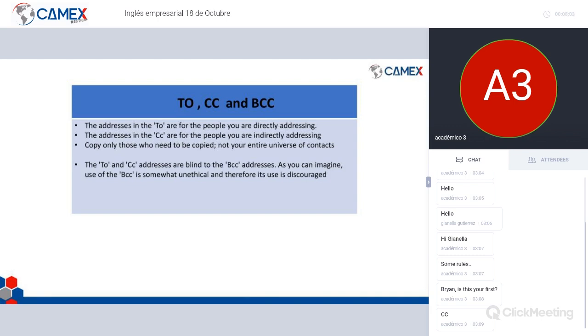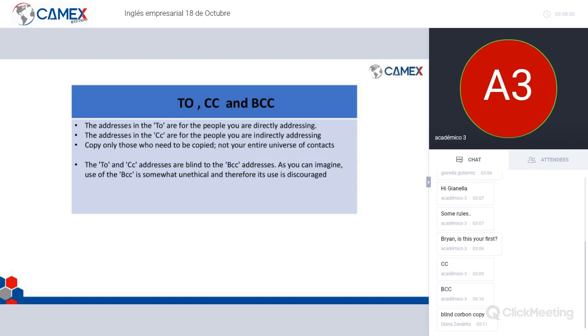There's another option that says BCC. The other option is blind copy. Yes, that's very right, Diana, that's very good. Blind carbon copy. I suggest you don't use that one.